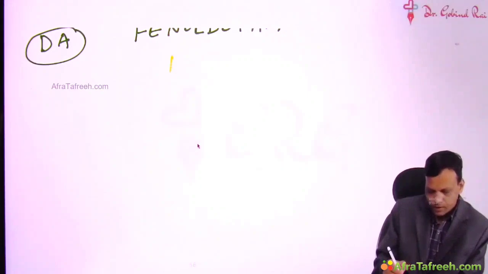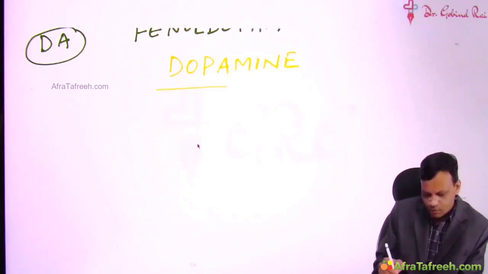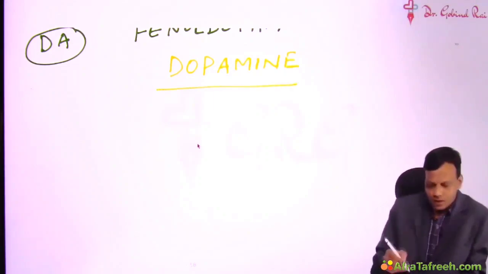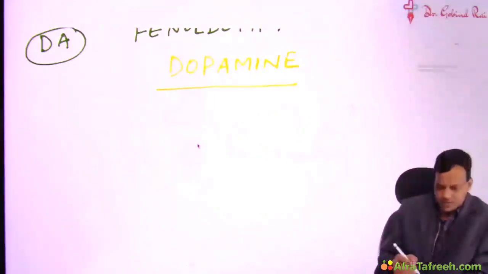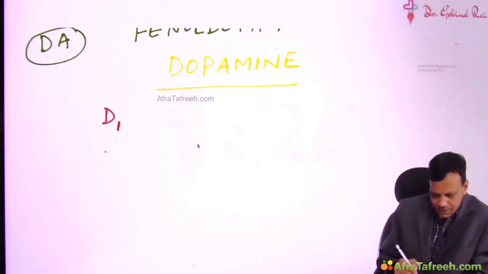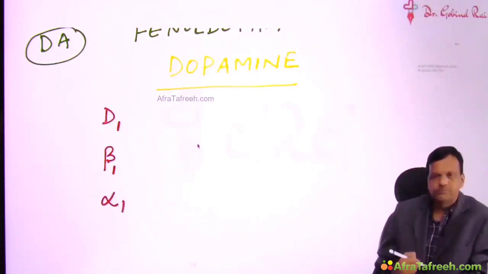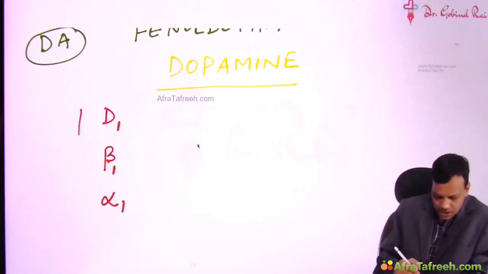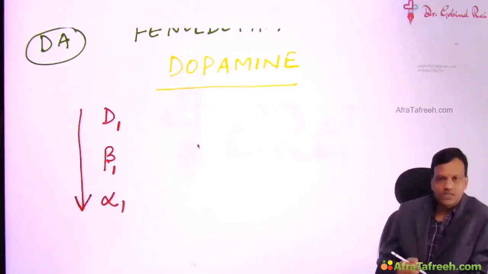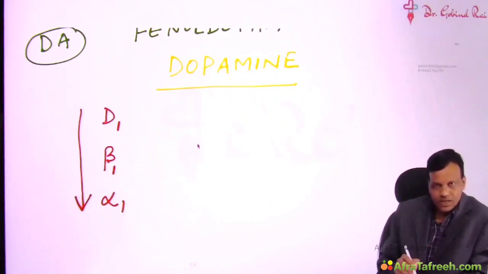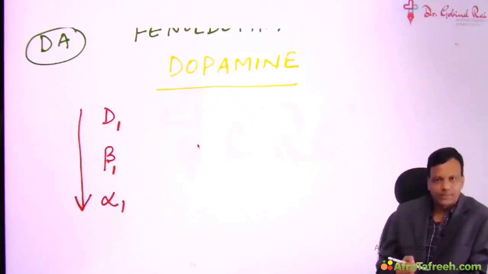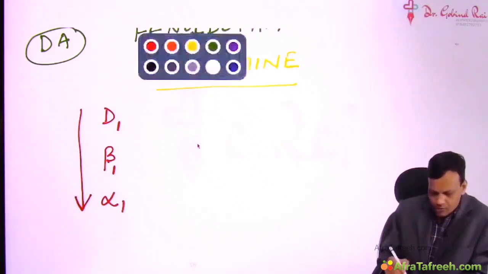Dopamine. Now for knowing about any drug, the most important thing is to know on which receptors it works. Dopamine works on three main receptors. These are D1, beta 1 and alpha 1. The important thing is this sequence. Sequence means at a very low dose it stimulates D1. When we increase the dose, it will start stimulating D1 and beta 1 both. And at high dose it can stimulate all three receptors.